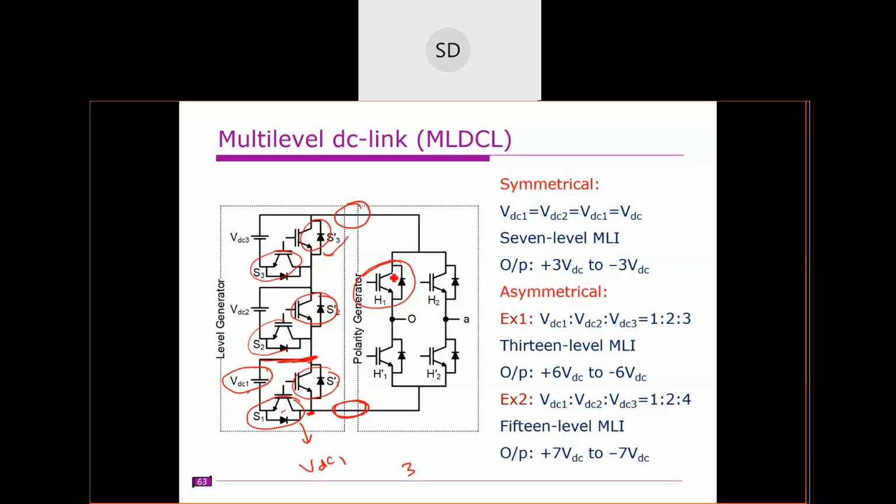Okay. So each one, for example, these two only will conduct, right? For example, these two conduct. So what is the voltage across this switch S2? What is the peak voltage across this H2? If H1 and H2 dash are conducting, what is the peak voltage across this H2?